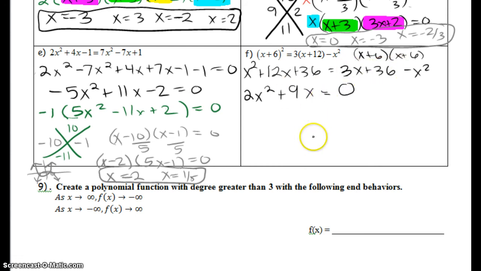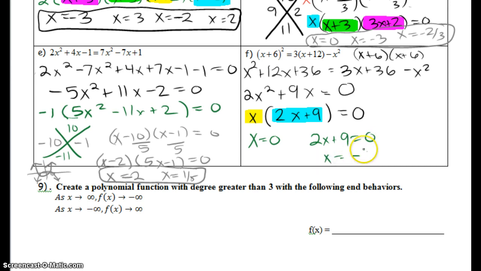I've moved everything over. What's the greatest common factor? X. I'm going to factor it out. This is a quadratic. There's nothing bigger than a second power anywhere in this equation. So I can only have up to 2 solutions, because this is a parabola. We can only cross twice. So here's my zero product property. I'm going to set each of these factors equal to 0 and solve. So x is equal to 0, and 2x plus 9 is equal to 0, gives me negative 9 over 2. So here are my 2 solutions.